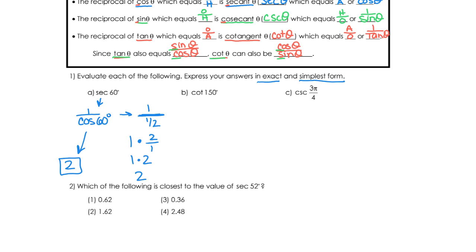Again, it'd be awesome if we had a cotangent button. We would hit it, type in 150 and be finished. But we do not have a cotangent button. So there's actually a couple ways we could type this in. We could type in 1 divided by tangent of 150.